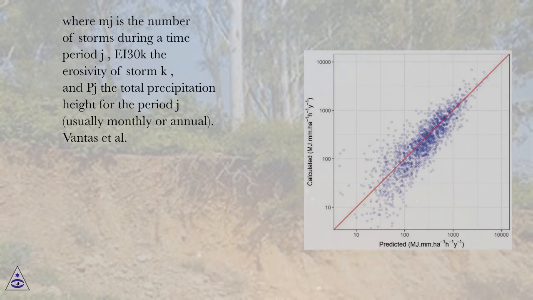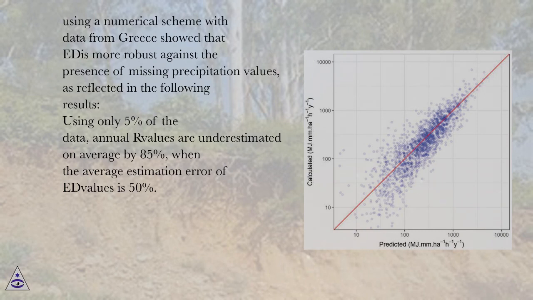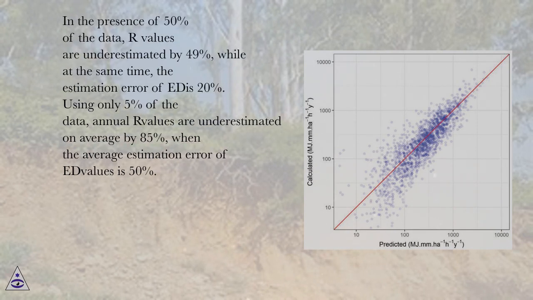Vondas et al., using a numerical scheme with data from Greece, showed that ED is more robust against the presence of missing precipitation values, as reflected in the following results. Using only 5% of the data, annual R values are underestimated on average by 85%, when the average estimation error of ED values is 50%. In the presence of 50% of the data, R values are underestimated by 49%, while at the same time, the estimation error of ED is 20%.